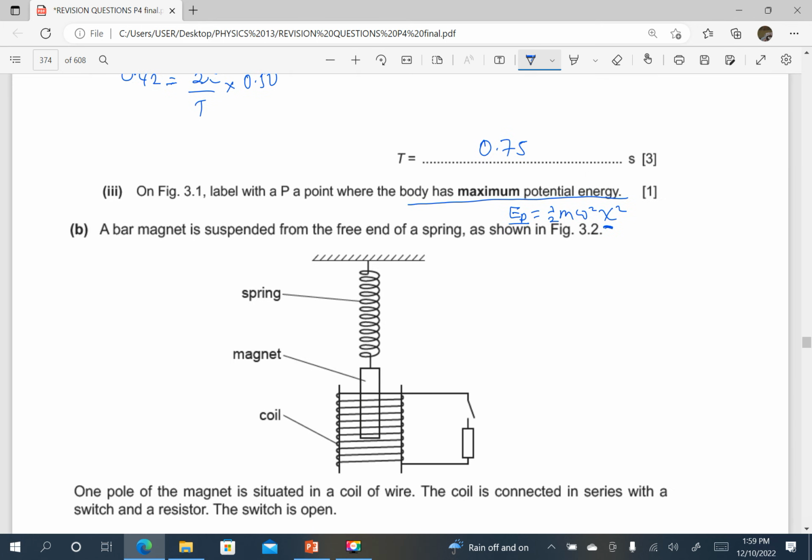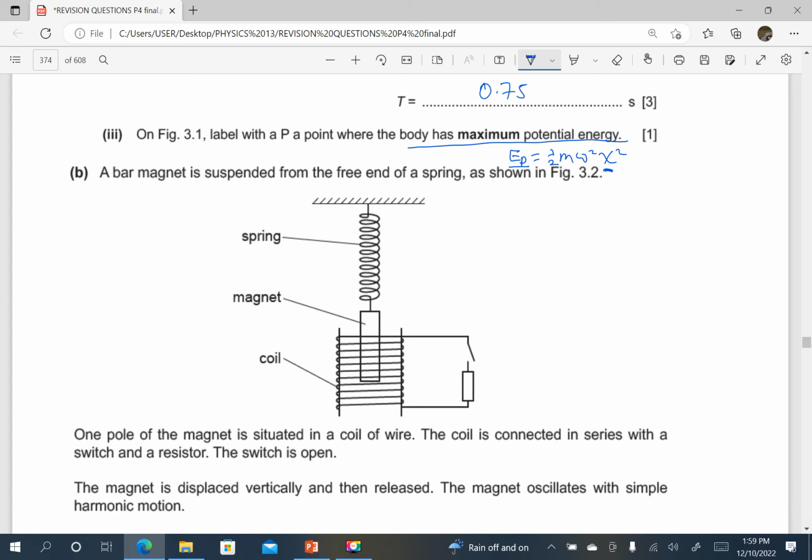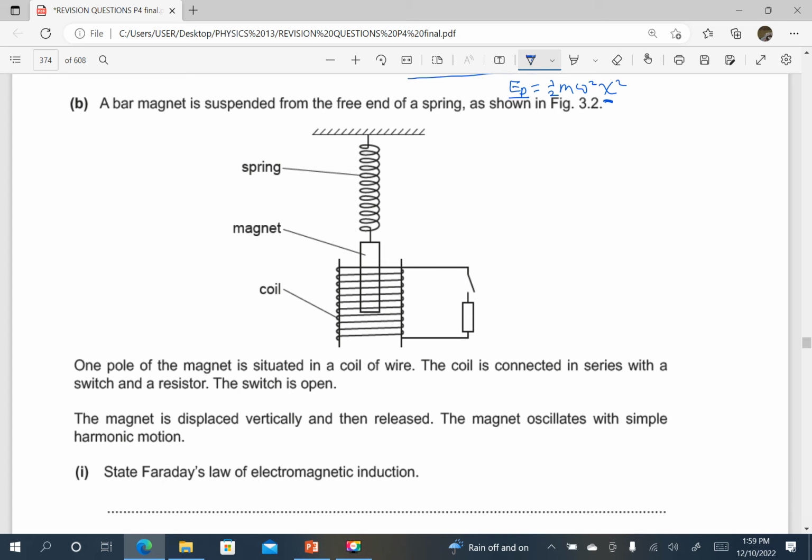A bar magnet is suspended from the free end of a spring as shown here. One pole of the magnet is situated in a coil of wire. The coil is connected in series with a switch and a resistor. The switch is open. That means we don't expect damping because there is no induced EMF in the coil. The magnet is displaced vertically and then released. The magnet oscillates with simple harmonic motion.